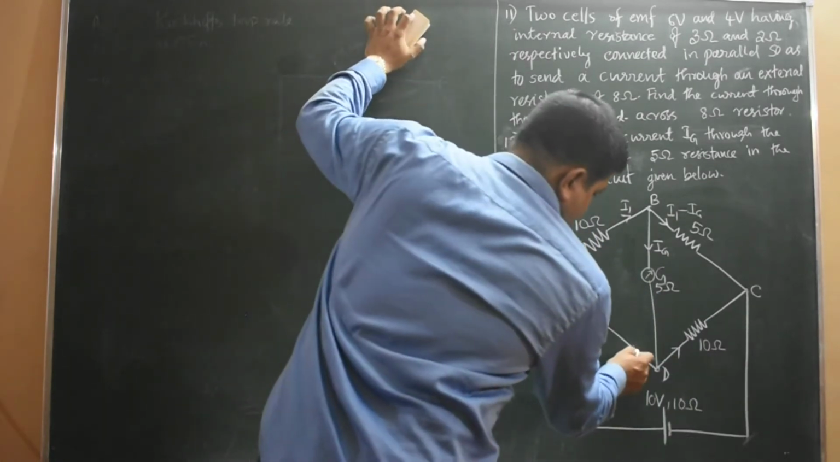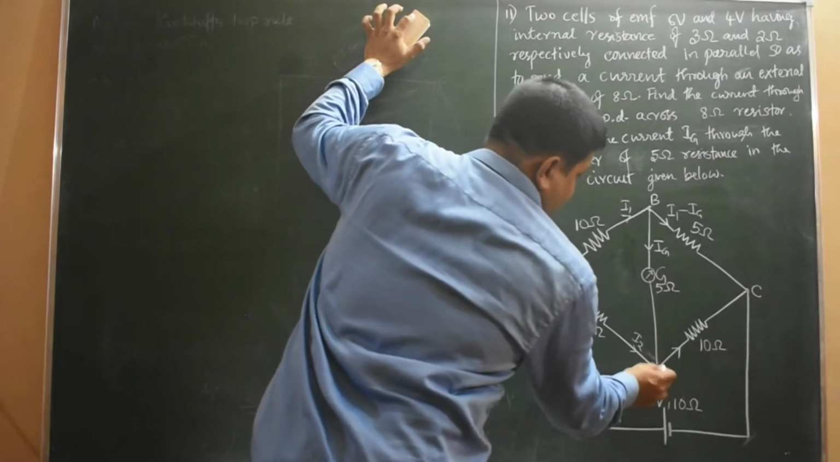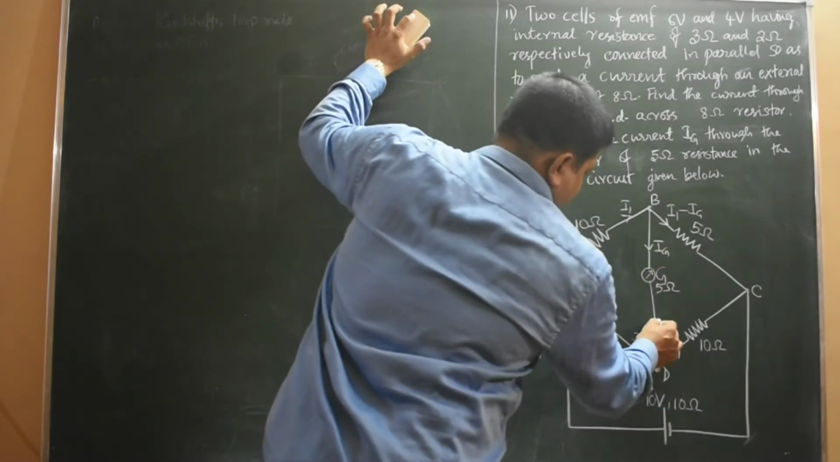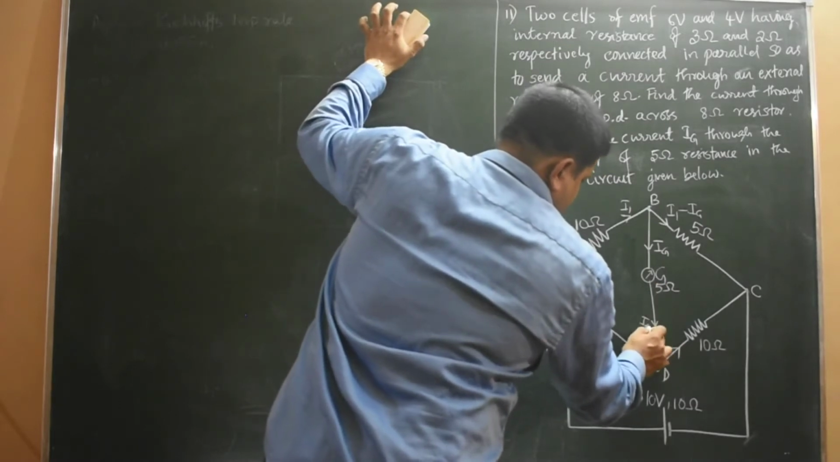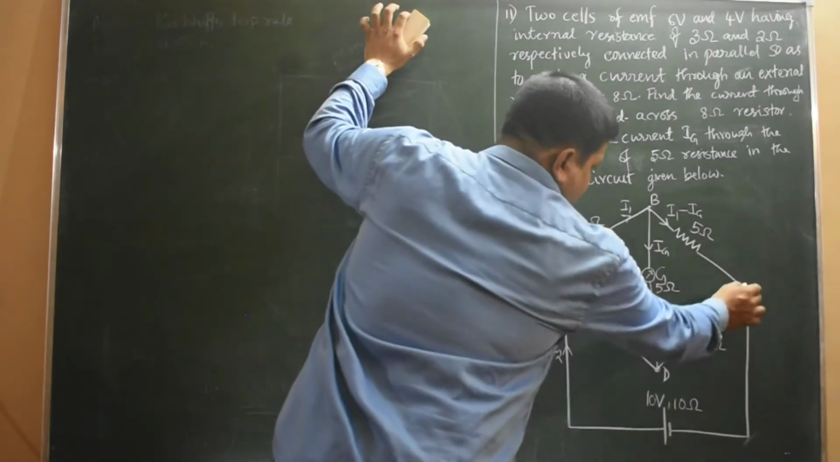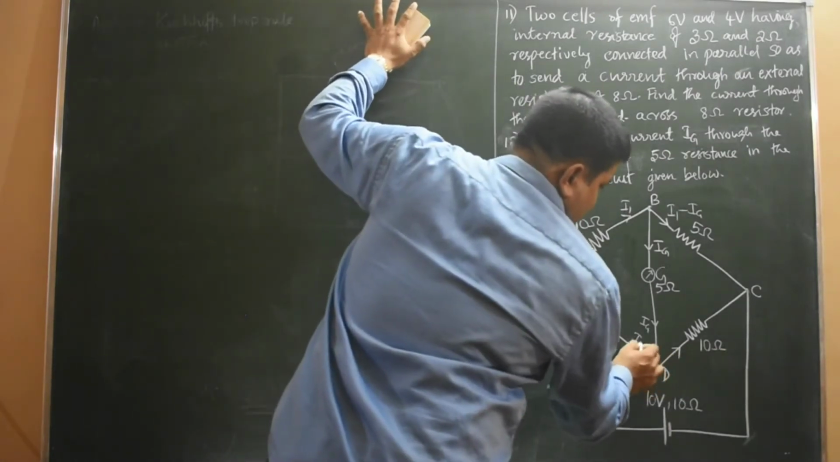Now you see again, I2 is the current entering the junction this way, and Ig is the current entering the junction from the galvanometer branch. So the current through branch BC, that is the 10 ohm resistor, is I2 plus Ig.